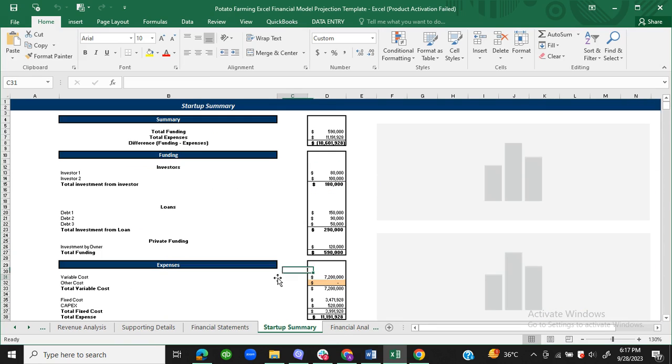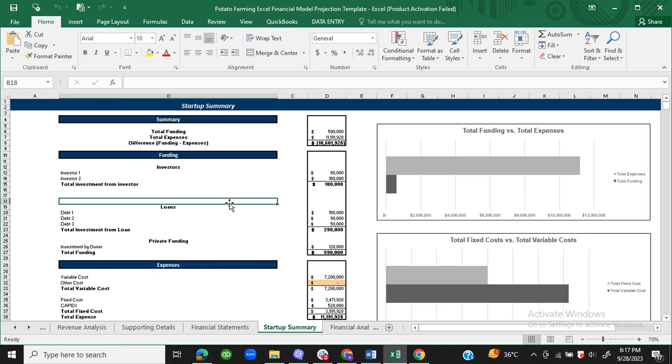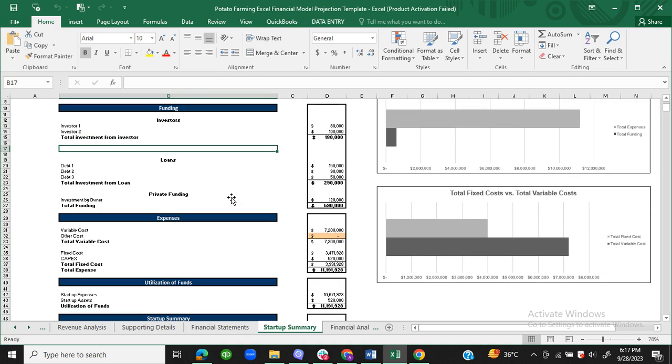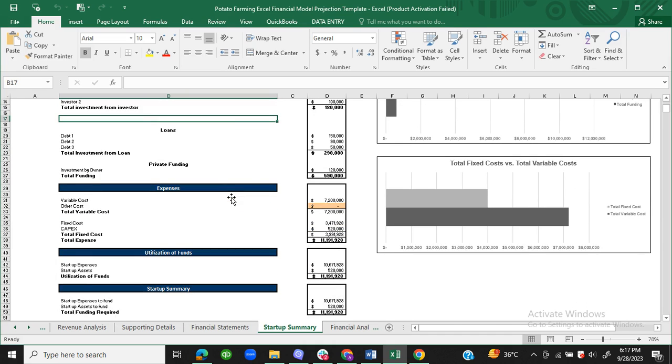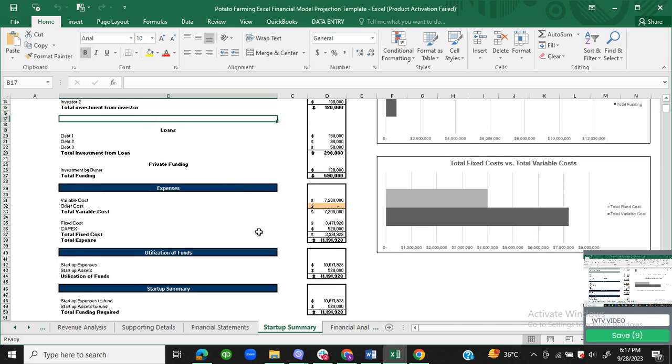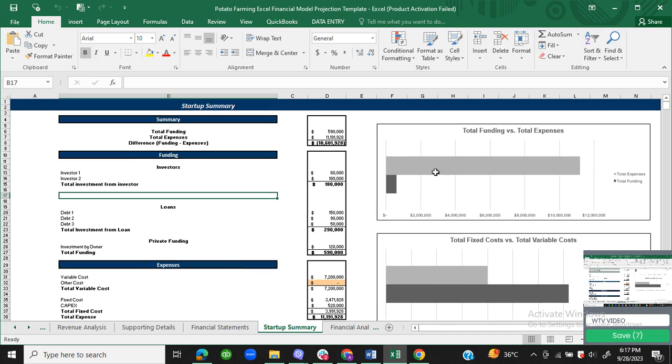Startup summary. In this sheet, we have included the initial year financials of the business. It includes a major comparison of total funding and total expenses in the first year of business, as well as total variable costs and total fixed costs. We have also added a graphical representation of these financials.